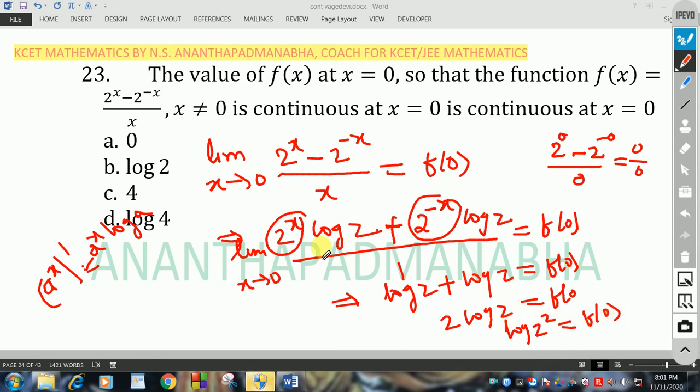Log 2 square is log 4. So log 4 is in option D here. So here is the answer, log 4, which is in option D. So here also we applied L'Hopital's rule and the definition of continuity.